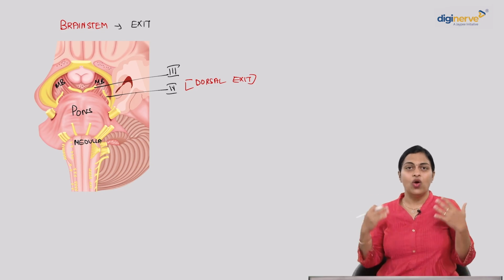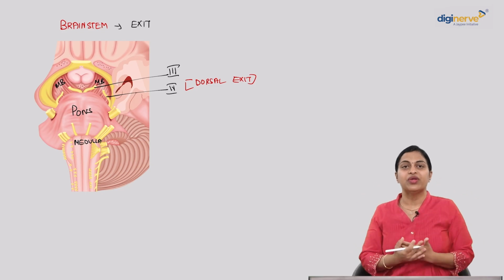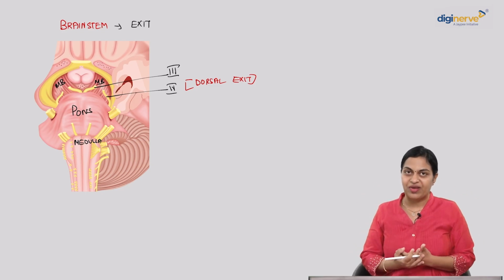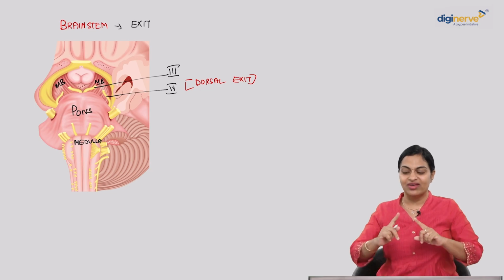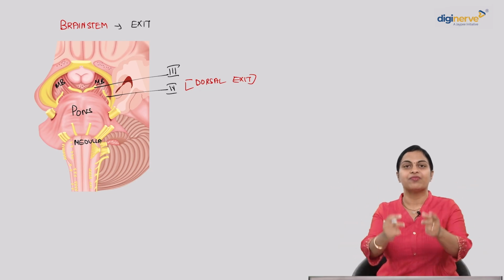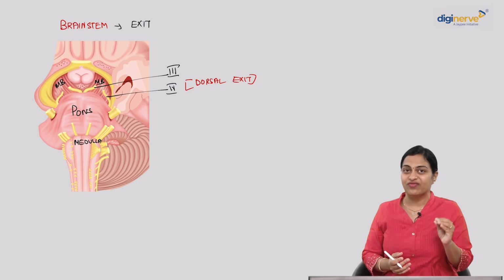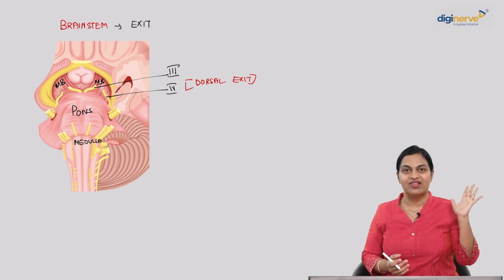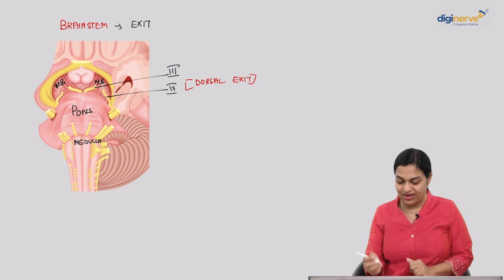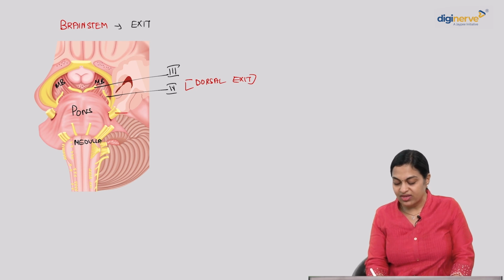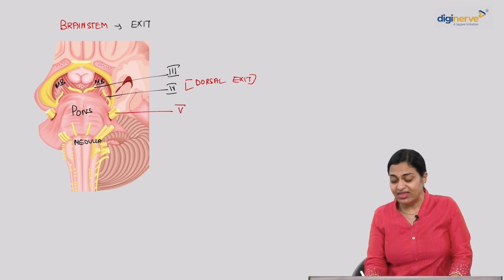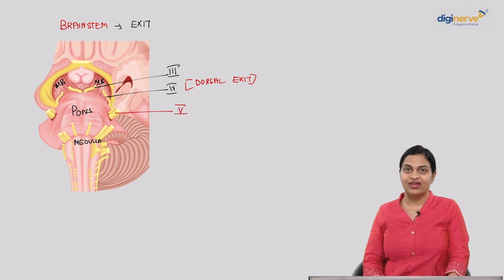We can see that all the cranial nerves emerge from the ventral surface of the brainstem, whereas the fourth cranial nerve comes from the dorsal aspect to the ventral aspect. It's the only cranial nerve that emerges from the dorsal aspect of the brainstem, from the midbrain. And the pons, what you see here, is the thickest of all the cranial nerves, the trigeminal nerve.